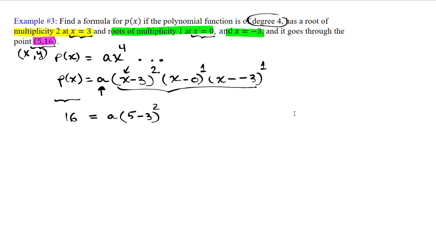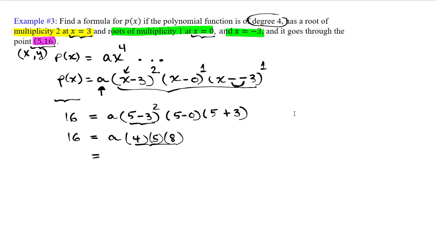So 5 minus 3 quantity squared, 5 minus 0, 5, these two negatives, let's combine them as a positive. So 5 plus 3 as the last factor of the function. Now we can solve for a. So simplifying this, we get 2 squared, which is 4. 5 minus 0 is 5, and 5 plus 3 there is 8. Hence, on the right-hand side of the equation, we have the product of 4, 5, and 8, and a. So that's 20 times 8, which is 160. And don't forget the factor a as well.